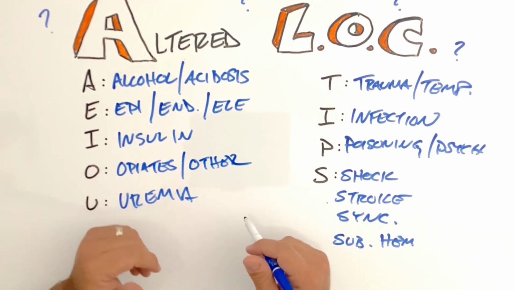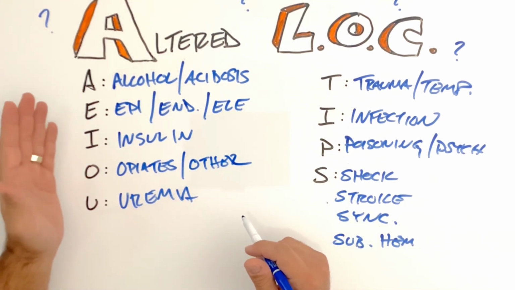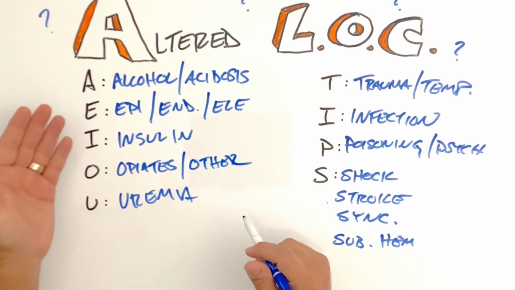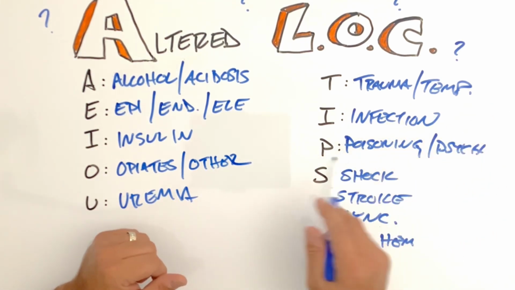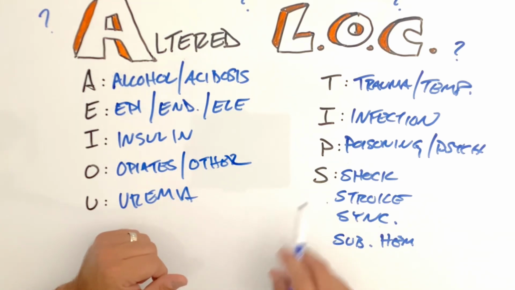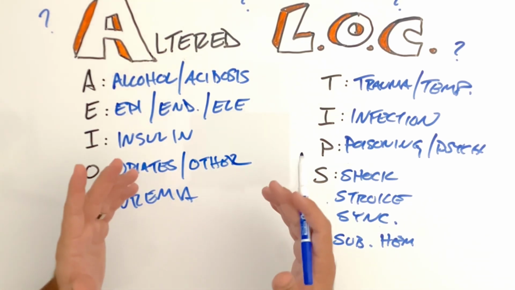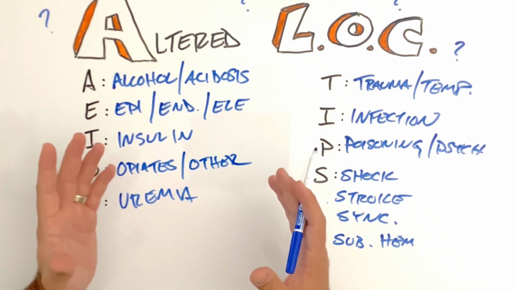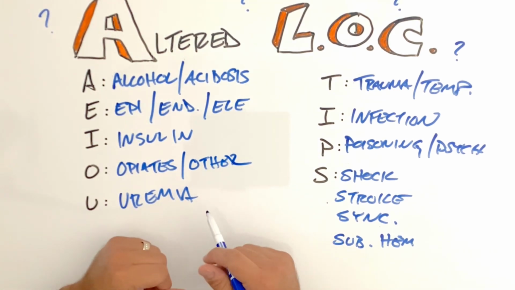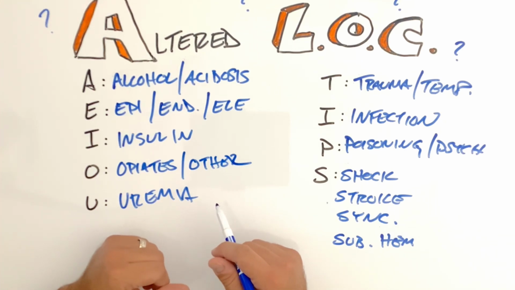So AEIOU tips, we've got on this side, we have our alcohol, our epilepsy, insulin, opiates, uremia, and then tips is our trauma and temp, infection, poisoning, and psych, and then all of our S's. So when you're assessing your patient and you're not sure what's causing their altered level of consciousness, it's good to remember AEIOU tips and hopefully rule some of those things out.